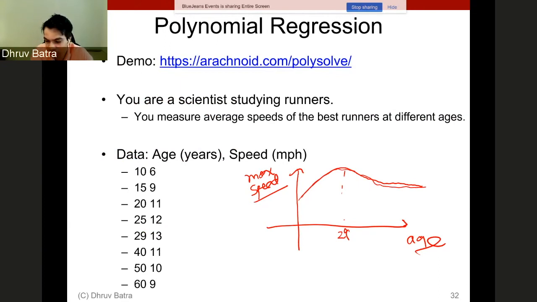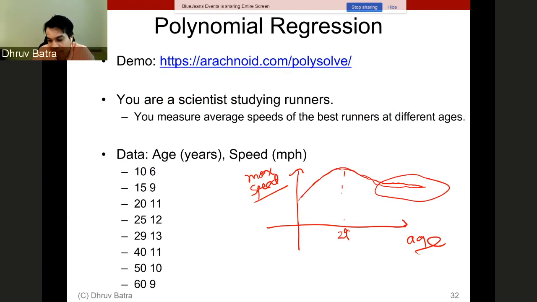Don't take my word for the exact numbers. But let's say you are a scientist who is trying to figure out this physical phenomenon. Can I predict people's speeds based on how old they are? And you want to know how fast people hold their pace and so on. You do not know this curve. You're trying to estimate this curve.